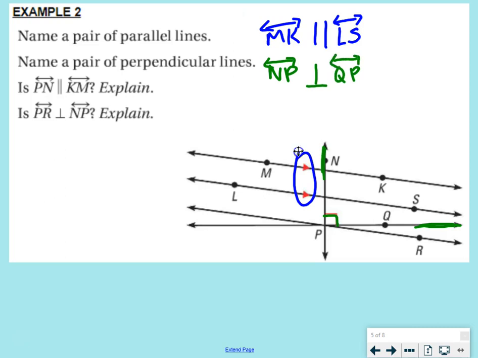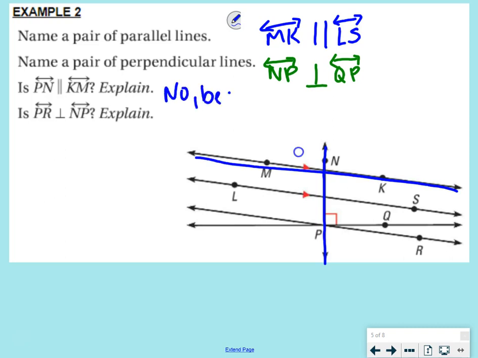Is line PN parallel to line KM? So if we look for PN, which is right here, and then KM, which is right here, are those parallel? No, because they intersect. And our definition of parallel lines is that they do not intersect. So since they intersect, they cannot be parallel lines.